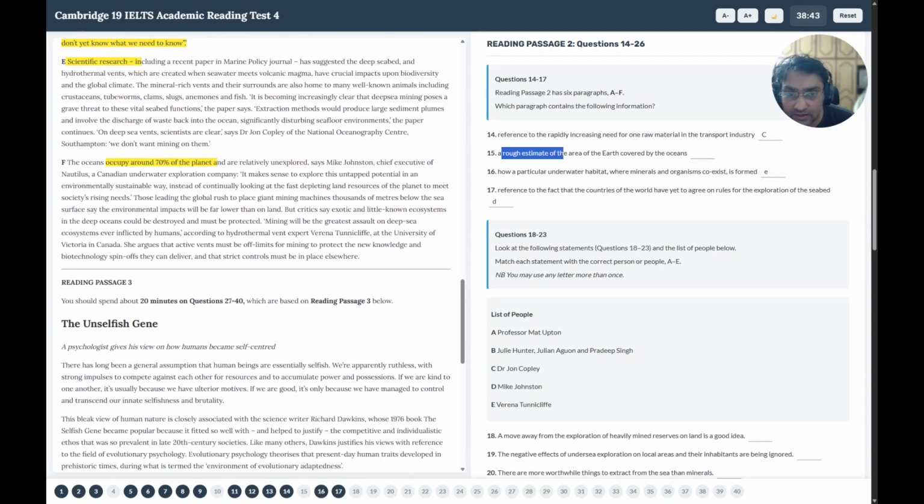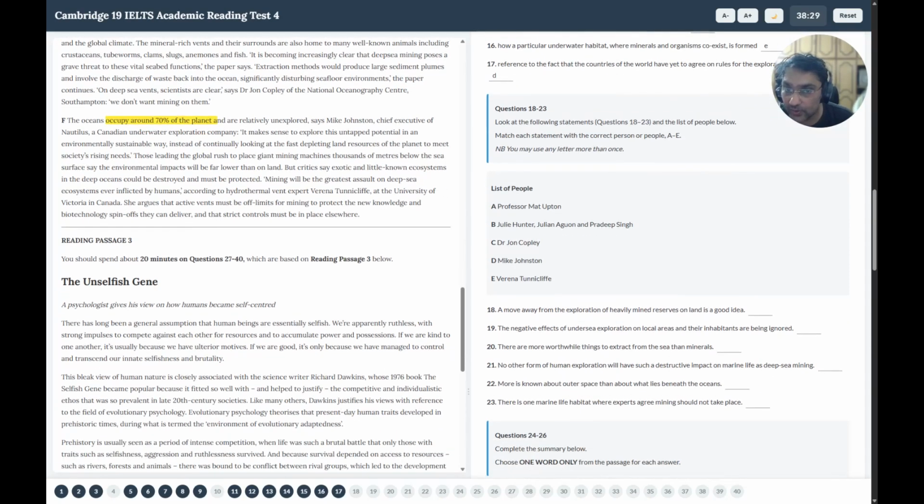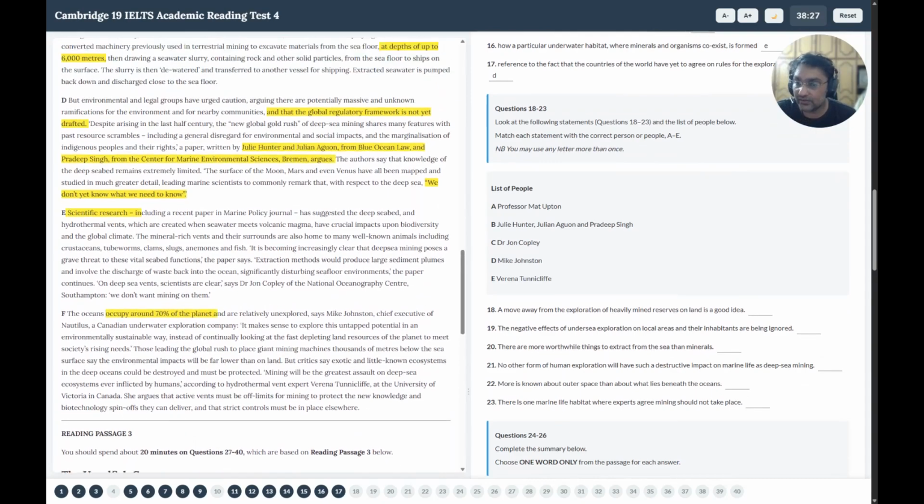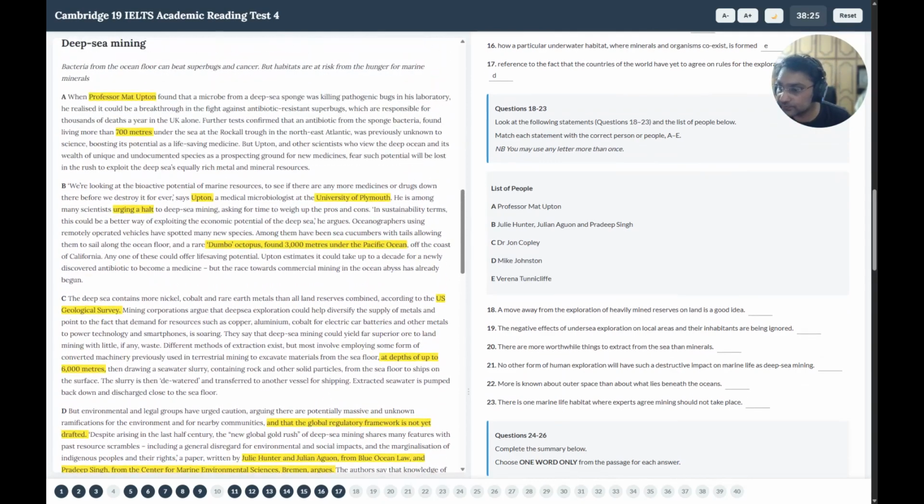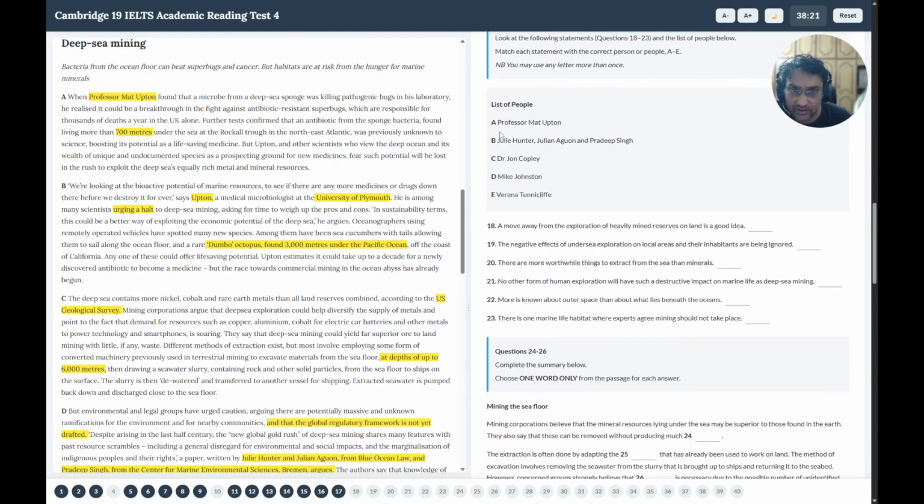A rough estimate of the area of the earth covered by the oceans. Okay, occupy unexplored. Occupy around rough. That pretty much answers it. That pretty much answers everything here. Okay, questions number 18 to 23. Now, what we're going to do is have a look at how these questions are being done.